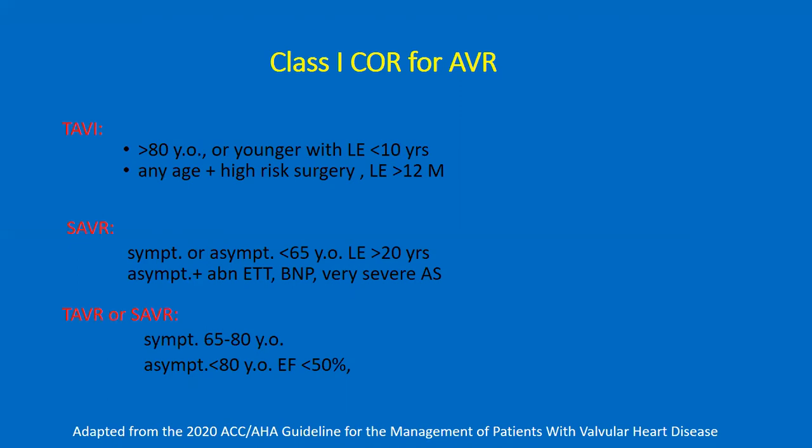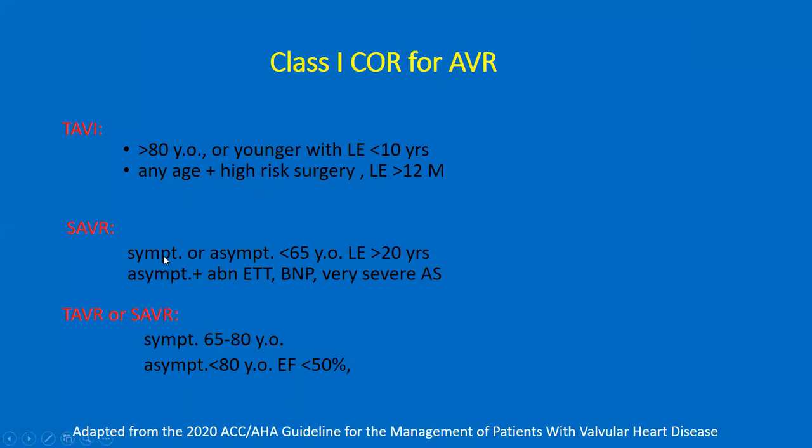two slides. When is TAVI recommended? The last recommendation for TAVI is in patients older than 80 years old or younger with a life expectancy less than 10 years, or in patients of any age with high risk surgery and life expectancy more than 1 year. In these patients, TAVI is recommended more than a surgical aortic valve replacement.